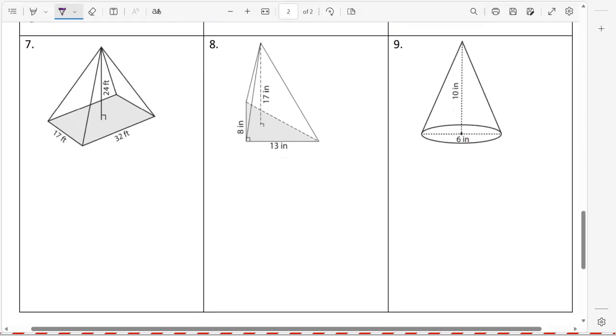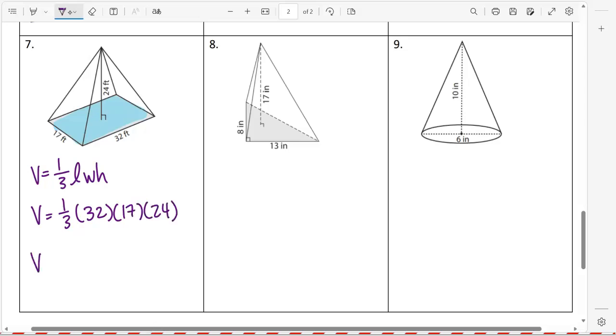All right, last three. For number 7, the shape of our base is a rectangle. That means that we have a rectangular pyramid, and the volume formula is 1/3 times the length times the width times the height. So the length here is 32, the width is 17, and the height is 24. Put that in your calculator to simplify, and you learn that volume is 4,352 cubic feet.